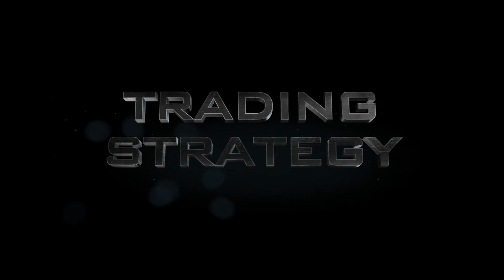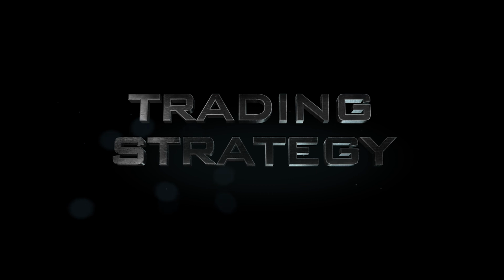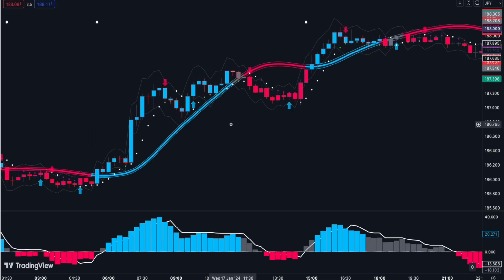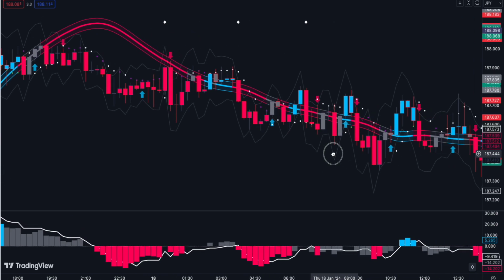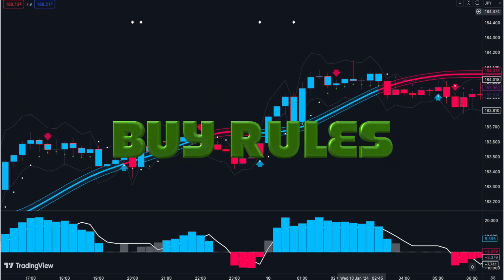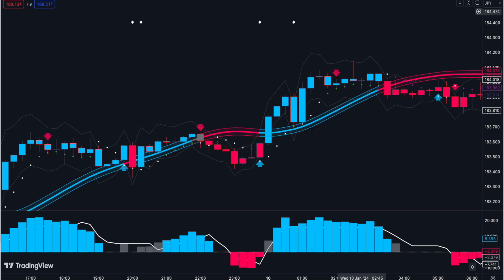Trading strategy. Now that you know how these two indicators work, let's jump to our trading strategy. This trading strategy can be used for any markets and any time frame. Buying rules. For buy entry, follow these steps.